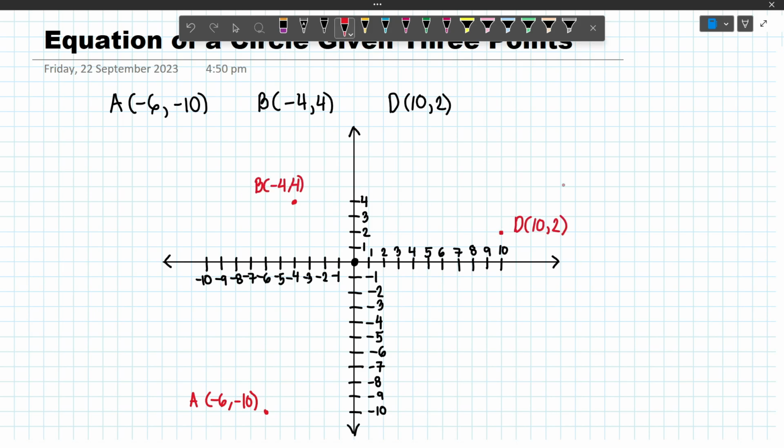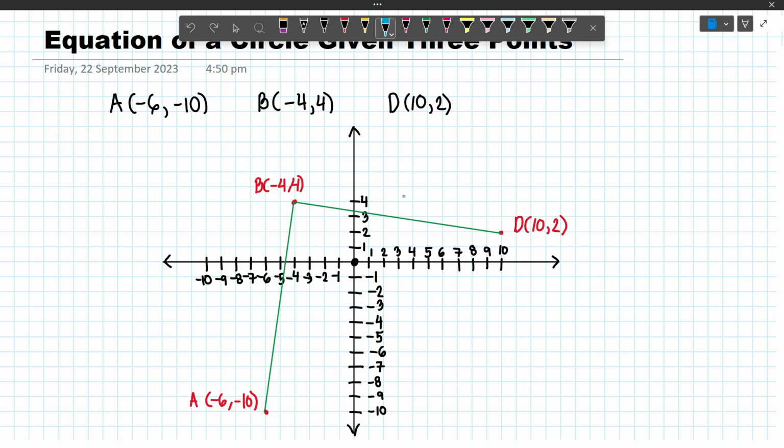By graphical method, we can determine the center of a circle by drawing a line segment that connects any 2 points in our given 3 points. So let's connect points A and B in this way. And now let's connect points B and D in this way. Next, we have to find the midpoints of these line segments.